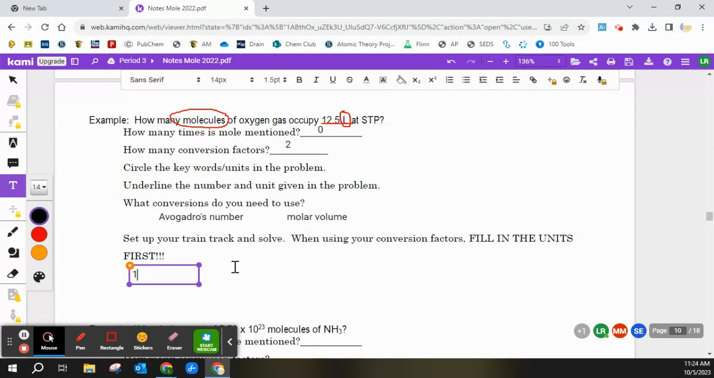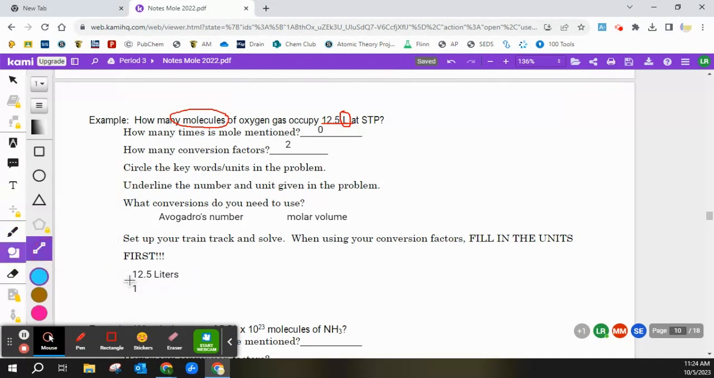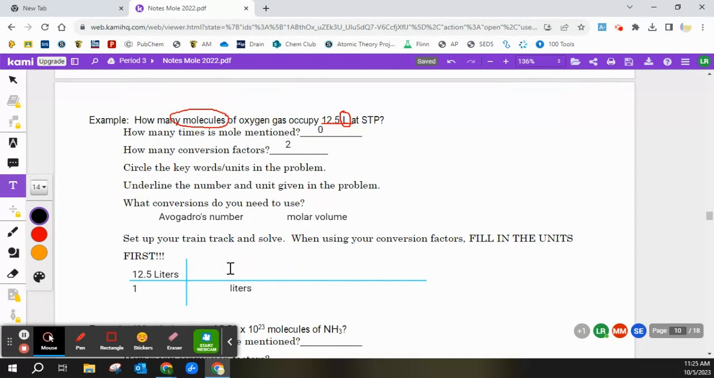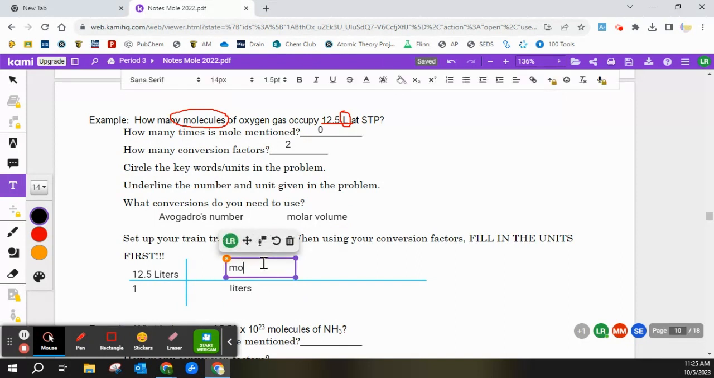So I'm going to start with 12.5 liters, and I'm going to put it over 1. I'm going to draw my line. I'm going to put this one here. And now the first thing I'm going to do is bring the unit down, liters. And then where do I need to go? So if I need 2 conversions, I'm always going to go to mole in between. Okay, I have to go to that hub. The hub is the mole. We're going to put a 1 next to mole because that's what we're doing.